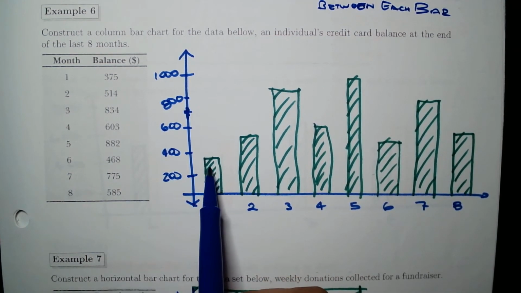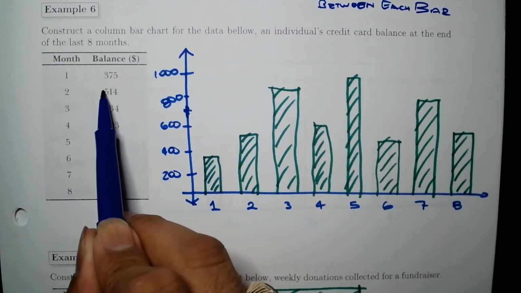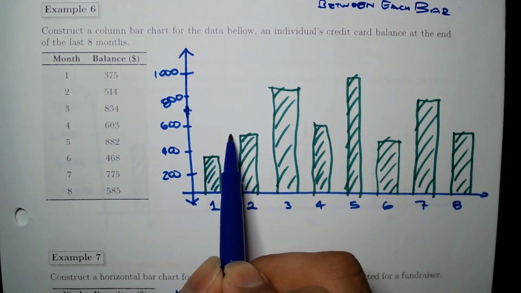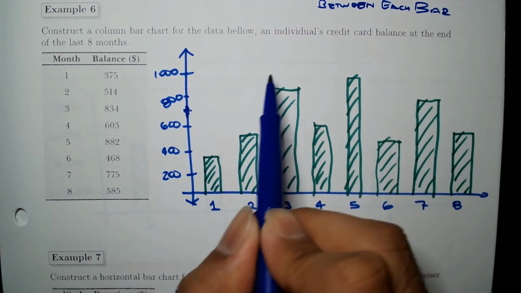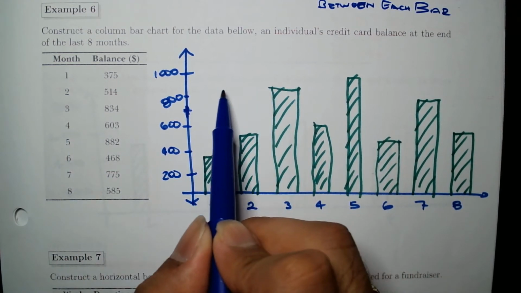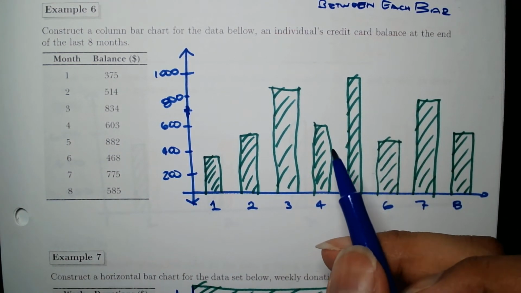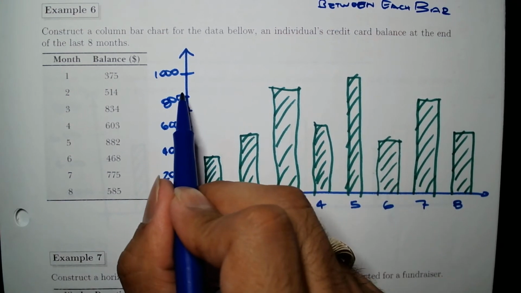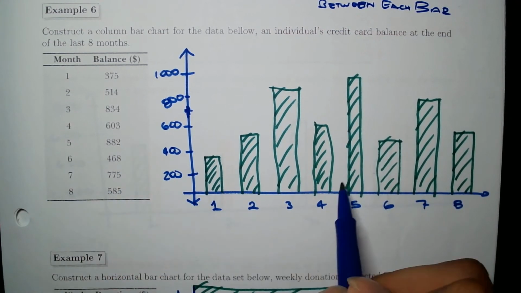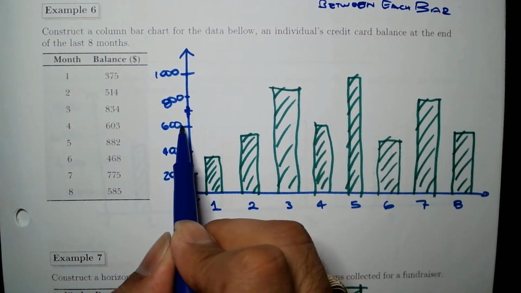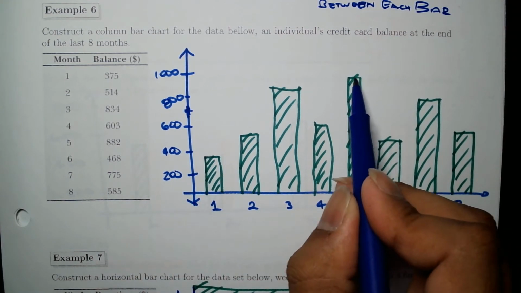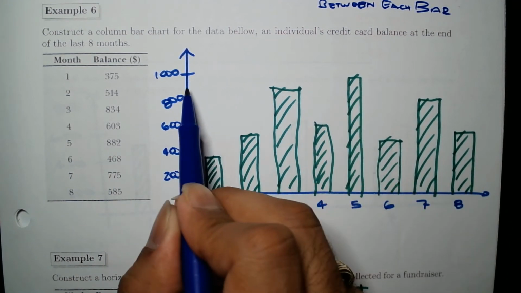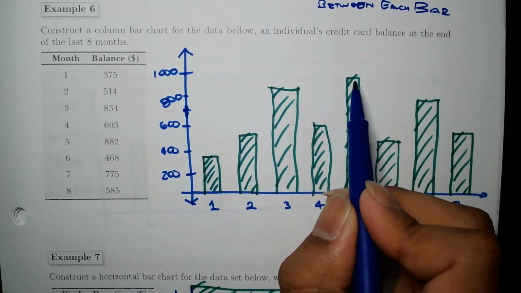$375, well, that's this bar. The second bar represents $514. The third bar represents $834. The fourth bar represents $603. The fifth bar represents $882. That's the tallest of the bars.